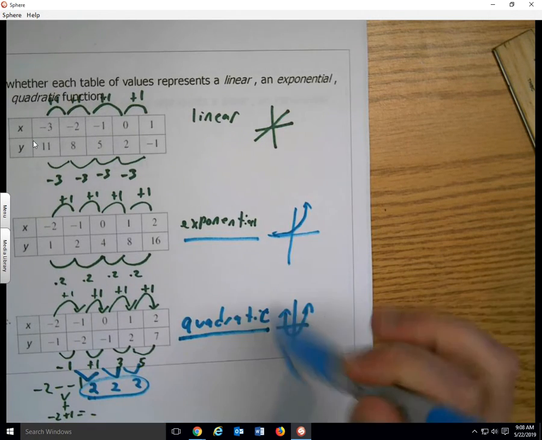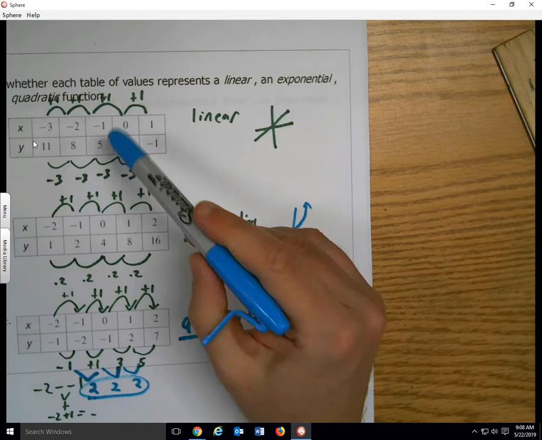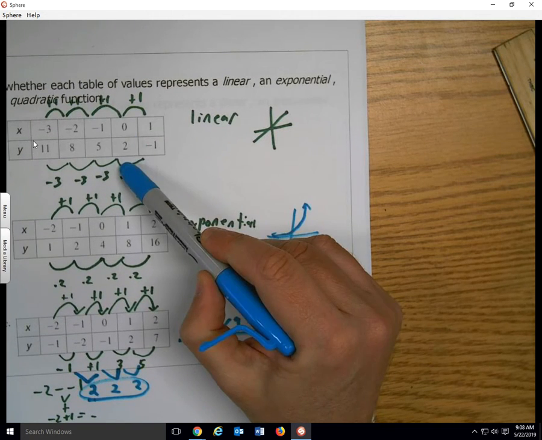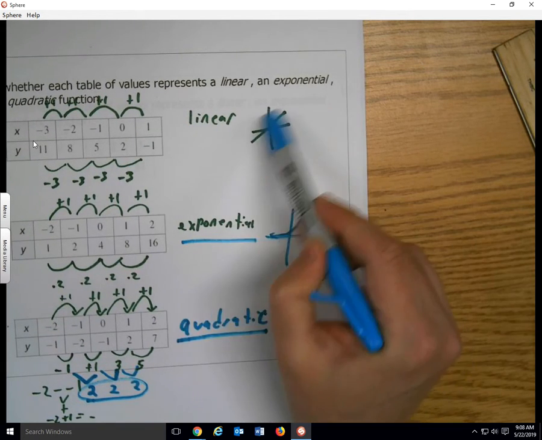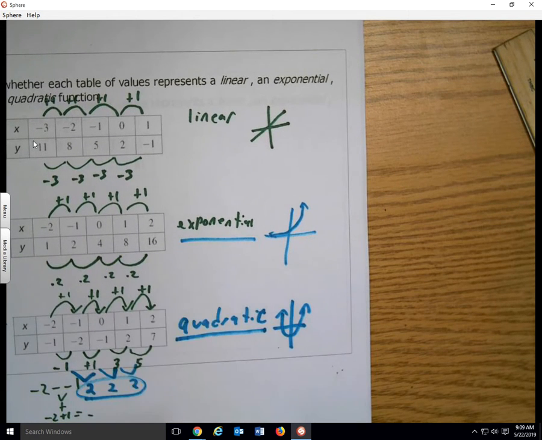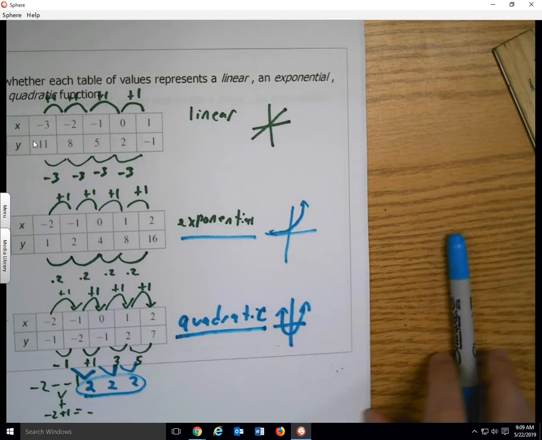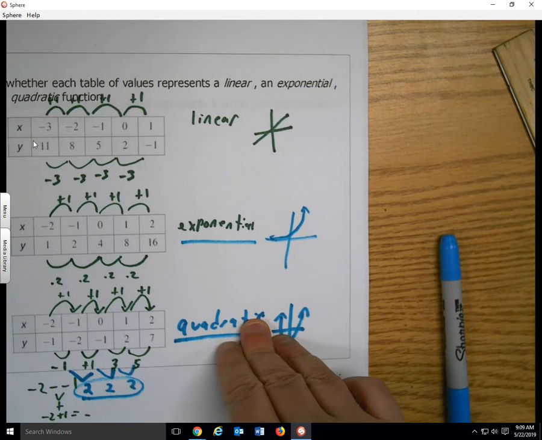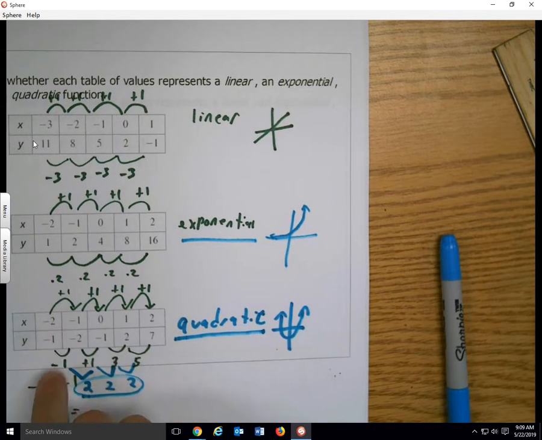The first one: is there a constant rate of change for x and a constant rate of change for y? If so, it's linear, straight. Is there a constant rate of change, and are you multiplying or dividing by a number? If so, it's exponential. Is there a constant rate of change, and then for the y's, is the second difference constant? If so, it's quadratic. So that's how you can find out what these are without having to plot each point.